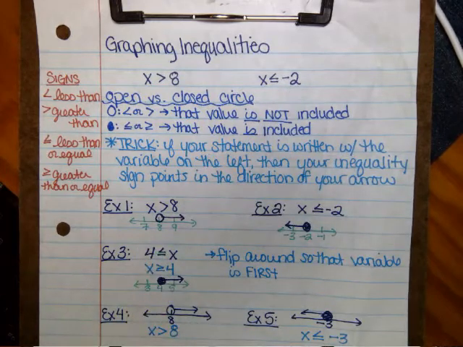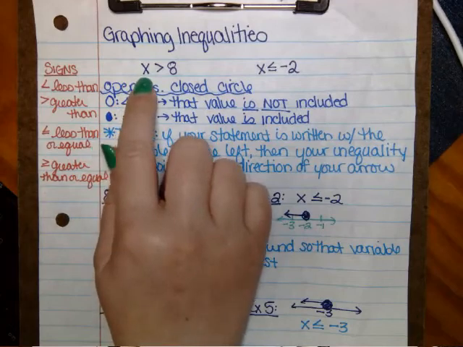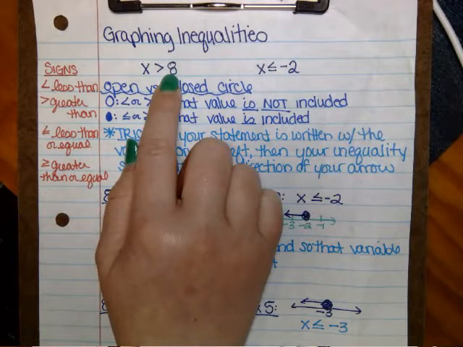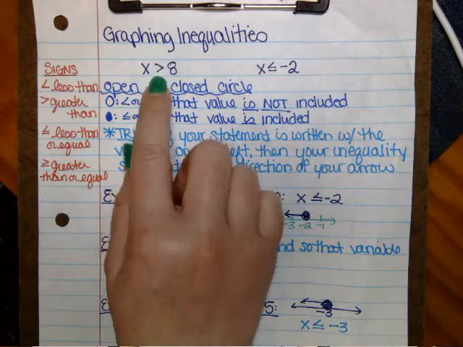When you're writing your inequalities, remember to write them with the variable first and your constant second. If you write it this way, then when you draw your number line, the direction of the inequality is going to tell you the direction that your arrow is going to move on your number line, left or right.